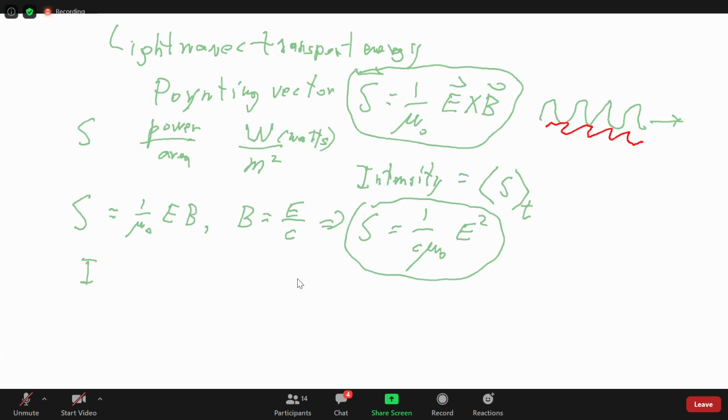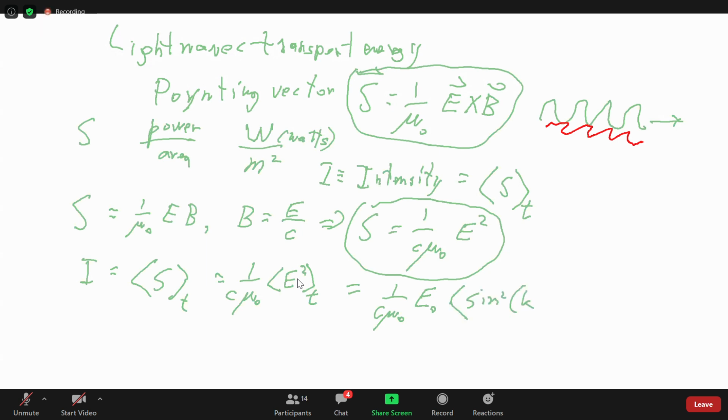How do we get the time average? The time average, which is represented by S in brackets with the t subscript, would be simply, you take the constants out, 1 over c mu 0, times the time average of E squared, right? So let's remember that we have a sinusoidal dependence of the electric field. That's 1 over c mu 0. We used for the amplitude of the field E0 from last time. And then we take the time average of sine squared (kx minus omega t).